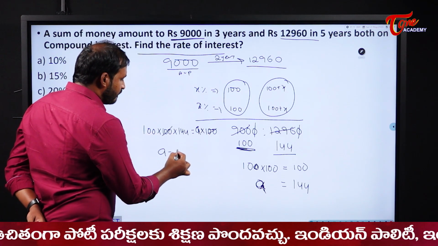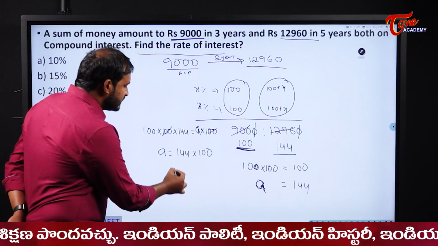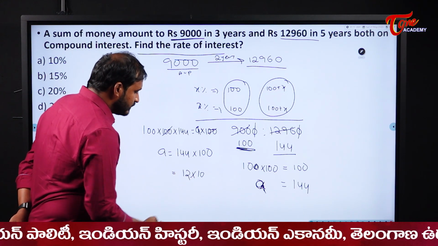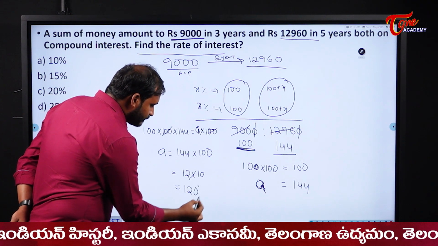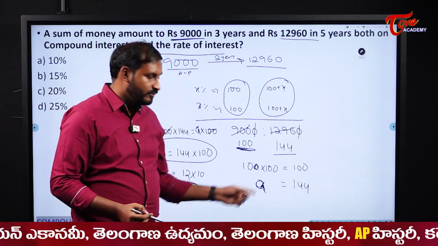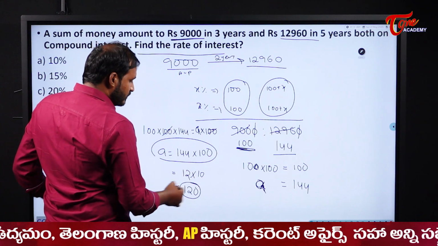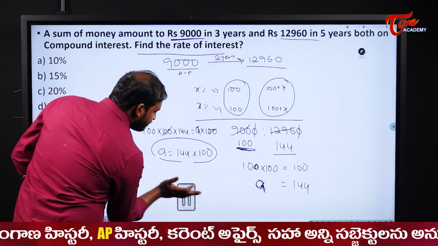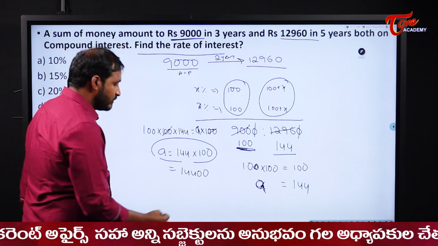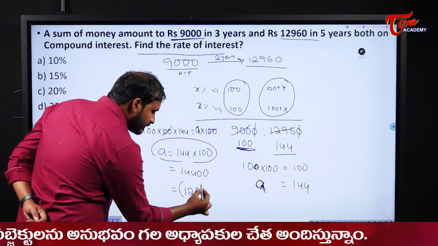So the A value will become what? 144 into 100. This is how much, students? 12. I am intentionally making it into a square. This is 10, and this will become 120. That means I should multiply 2 numbers so that the value becomes 144 into 100. For your understanding I have written it, but actually it is 14400. What does it become, students? 120 whole square.